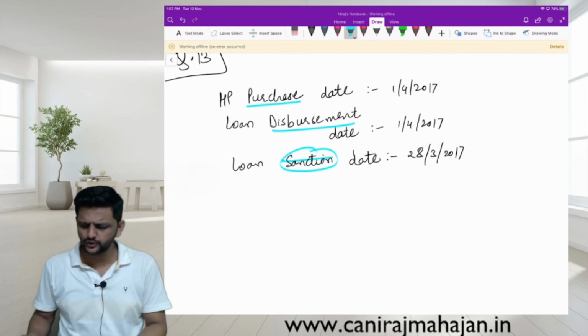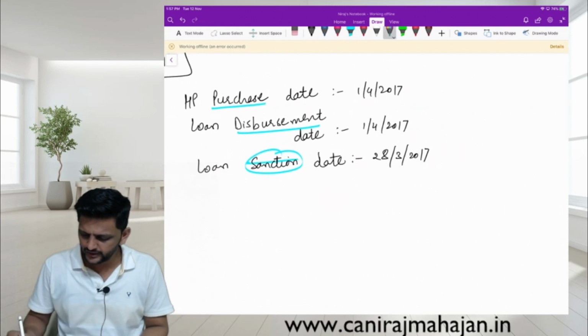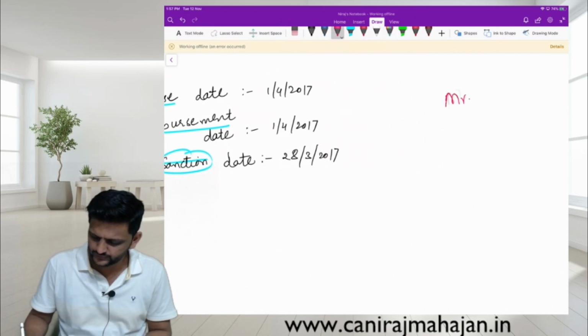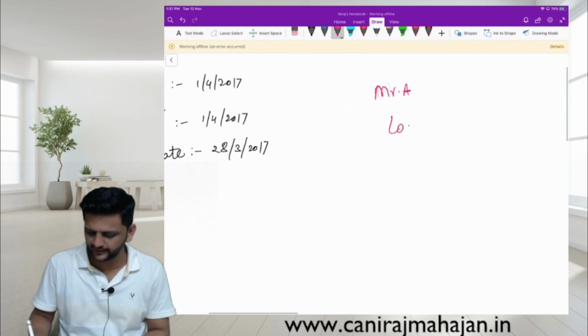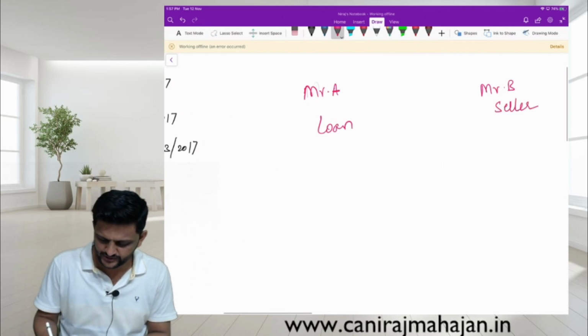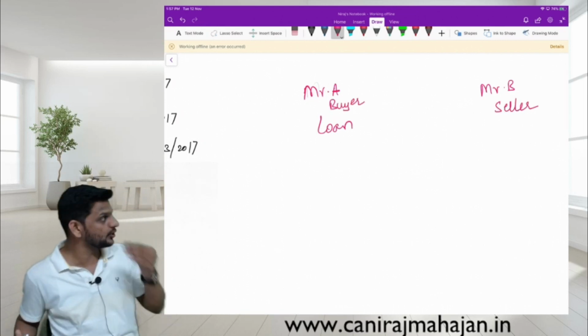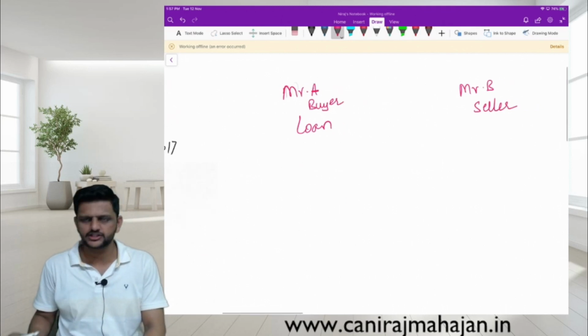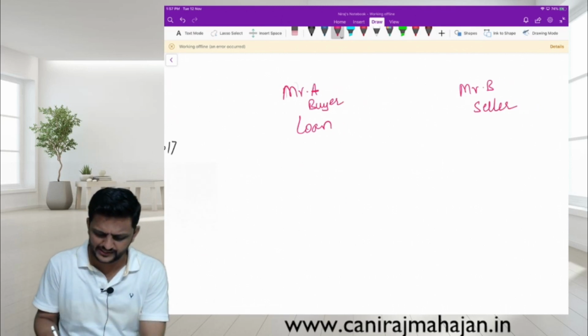I think I have told you or not in SPHP, I don't remember, but let us say there is a person, Mr. A, who goes for a loan to bank, correct? Let us say Mr. B is the seller. Mr. A is buyer. Mr. A goes to bank for loan. What is the contract right now between Mr. A and Mr. B? Loan is in process.